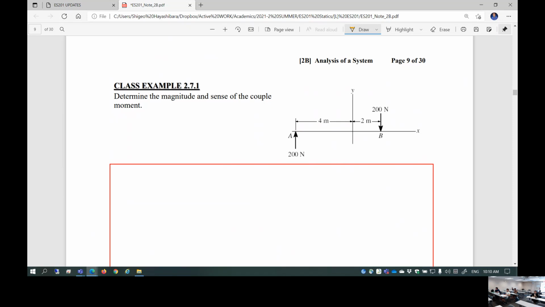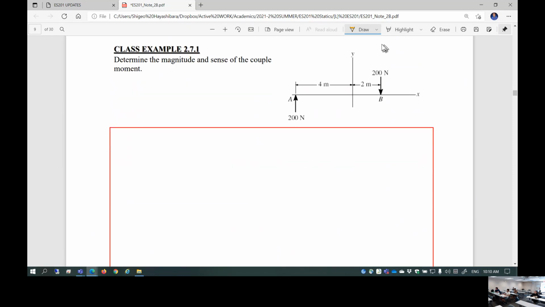So this is simple. I wish I could give you this as a quiz and give everybody 10 out of 10. Determine the magnitude and sense of the couple moment. Please do it now and give me the answer. I can do it without a calculator. What is the magnitude? What is the sense? You don't need a calculator. Give me the answer right now by looking at it.